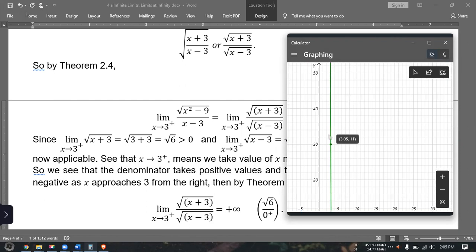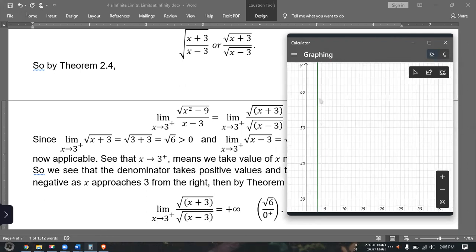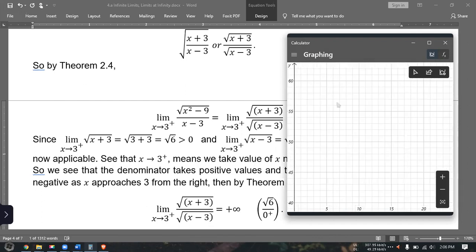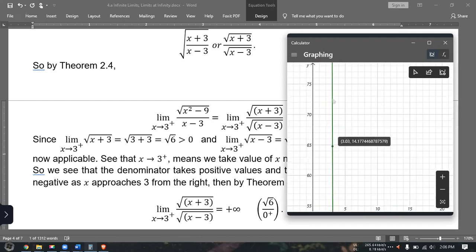While x values get closer and closer to 3, y becomes larger and larger. Or y values become larger and larger, or increasing without bound. It can no longer be seen, it has no value, maybe our graphing calculator is still computing. So, that's it.